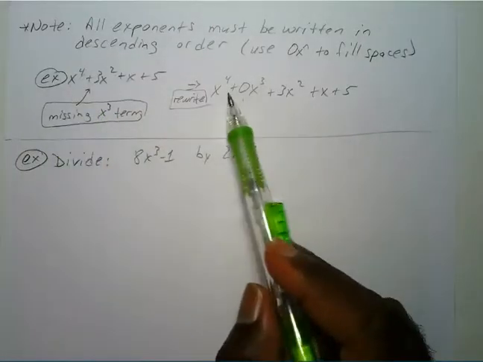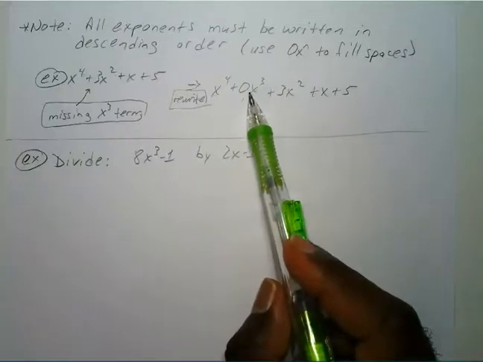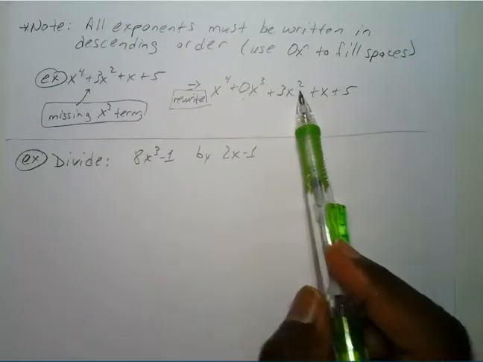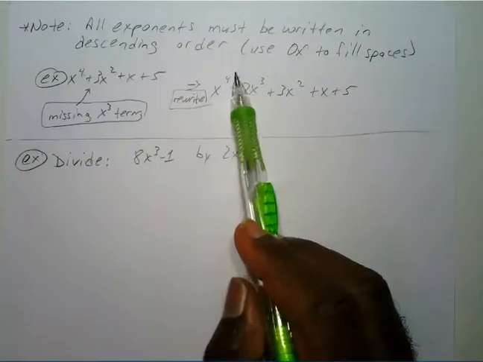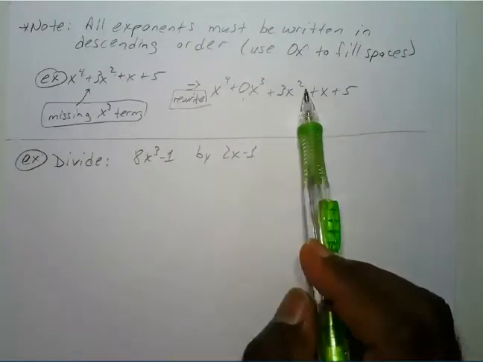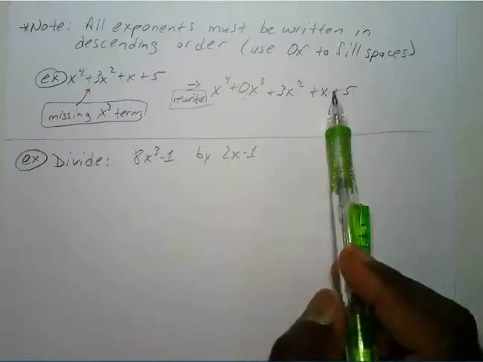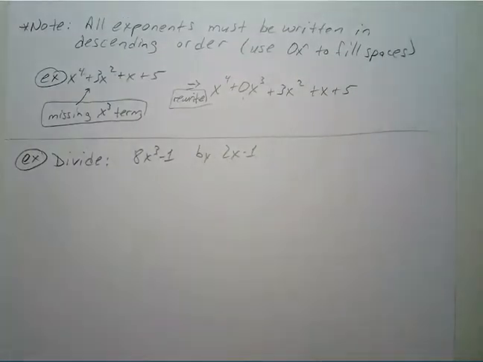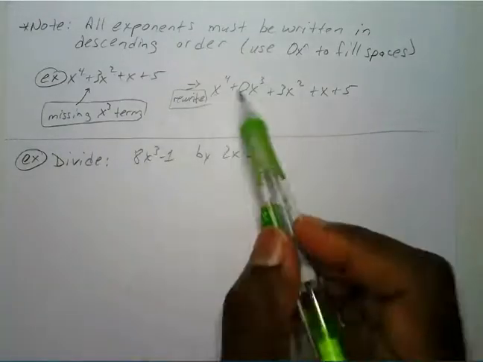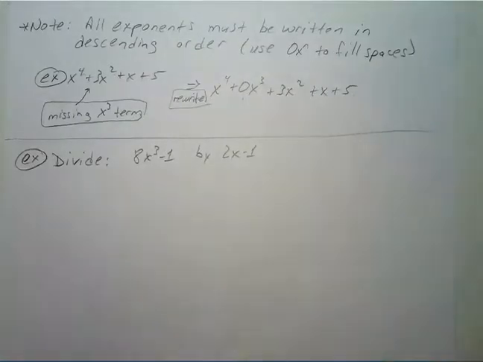So you rewrite it as x to the fourth plus 0x to the third, so it's kind of like just adding 0, plus 3x squared plus x plus 5. So you see the exponents go 4, 3, 2, 1, and 0. So the exponents have to be in descending order. They have to go down one value each time you move to the right. So x to the fourth, to the third, squared, to the first, 0.